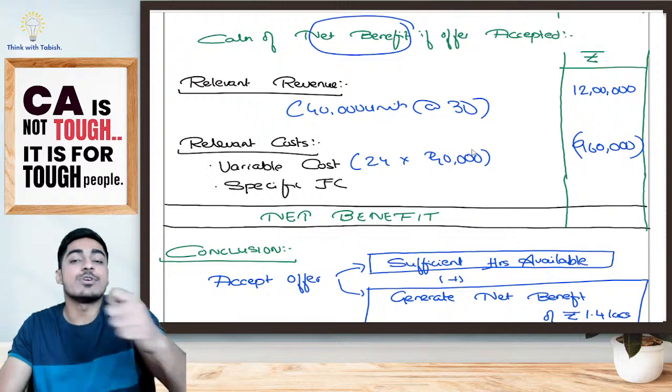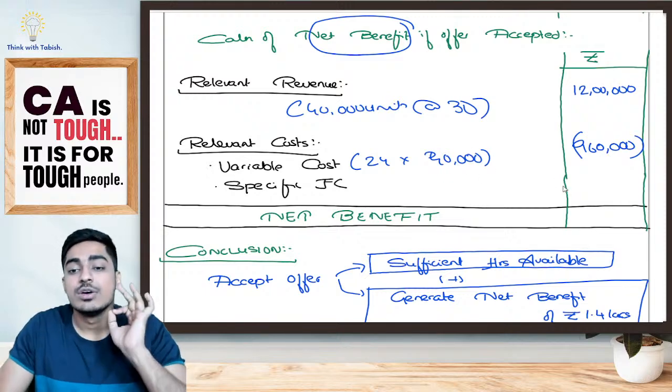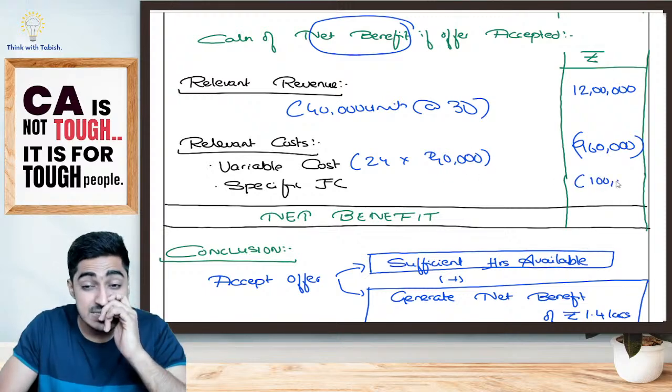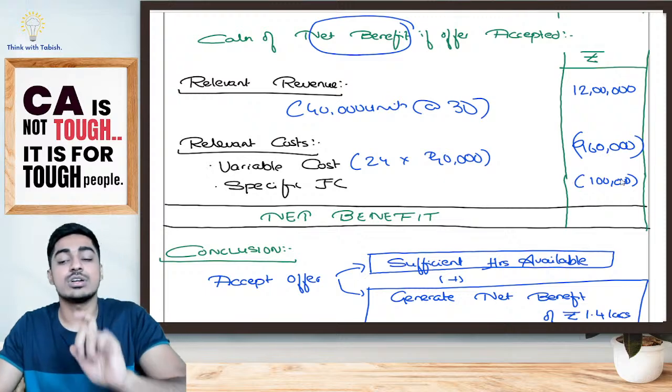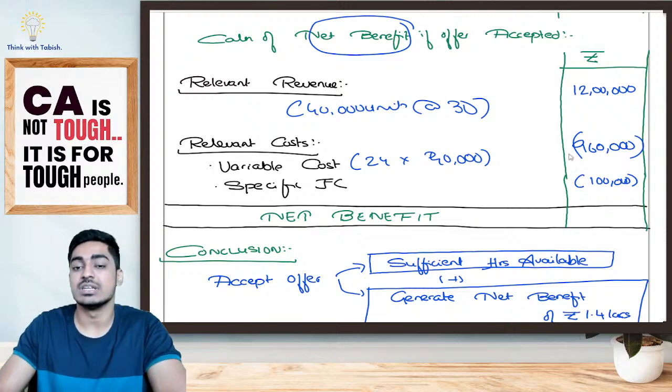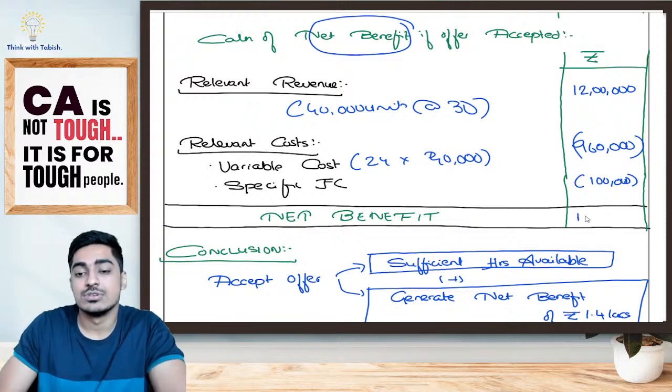Again, specifically for this order, we want a mold. For the mold, we should pay 1 lakh rupees. Overall, specific cost, relevant cost is 10,60,000. 12 lakh is a revenue. So 1,40,000 is the net benefit.